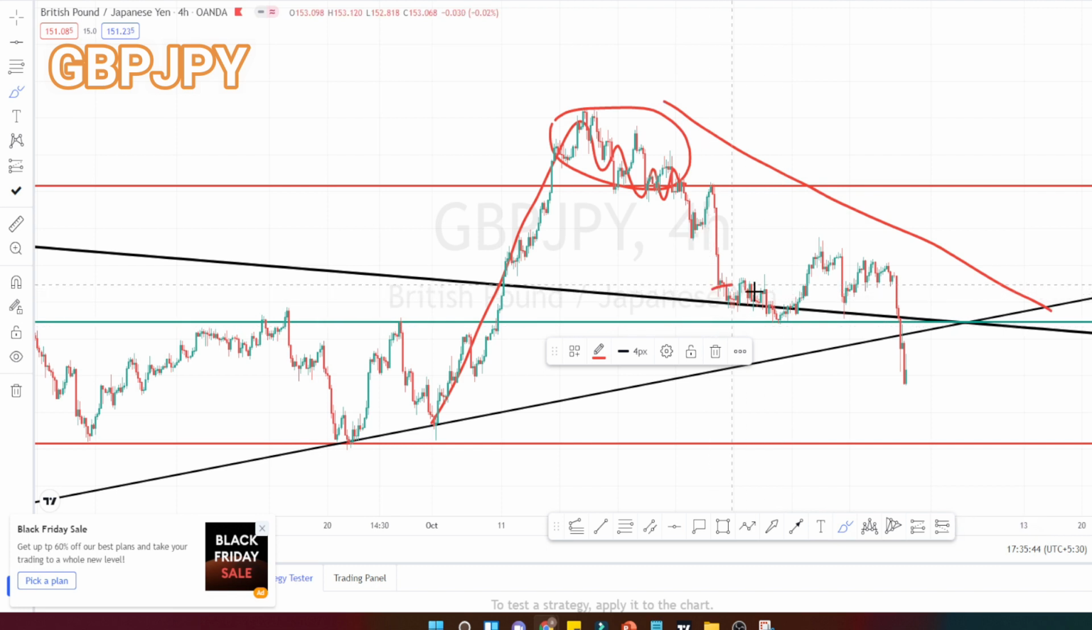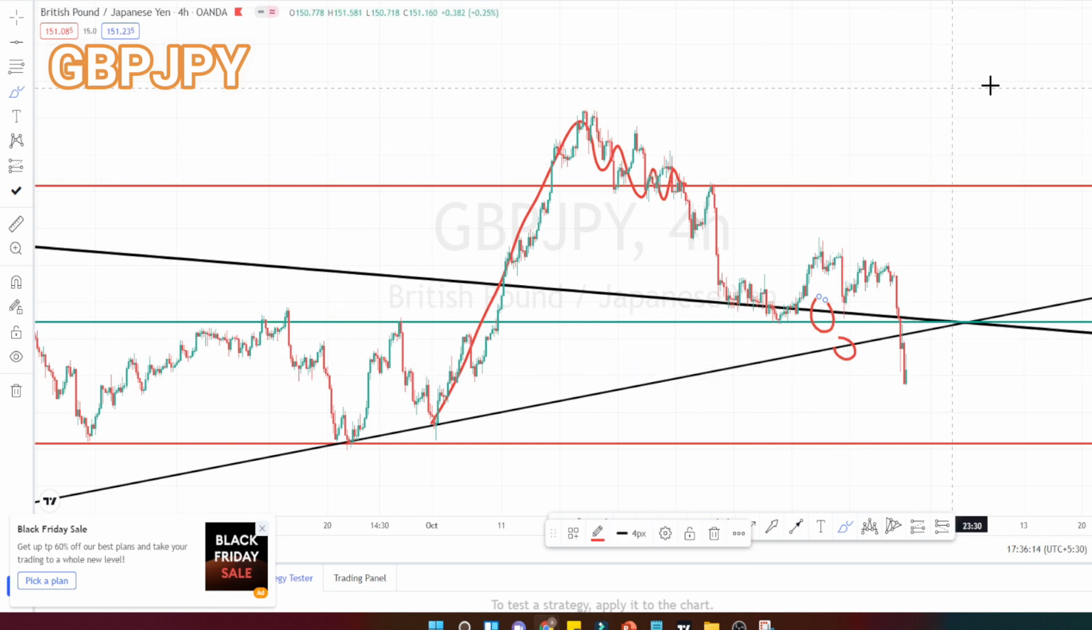And I was expecting this support line from the weekly time frame to hold, but it formed a very nice double top pattern and started falling down. So the bearish trend is very strong in this currency pair. None of the support levels have stopped it from falling down.